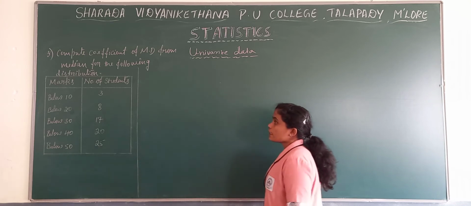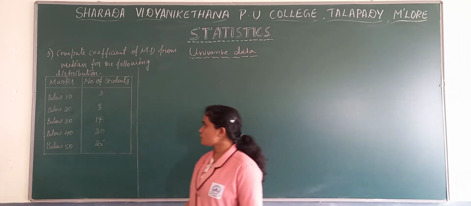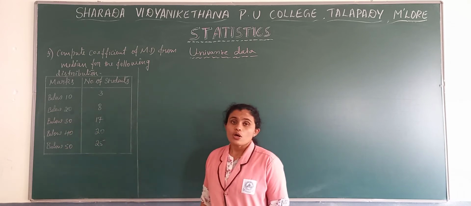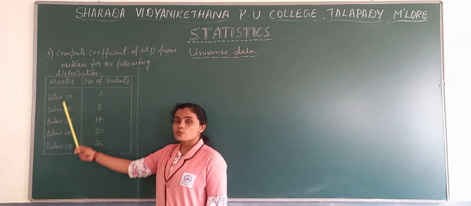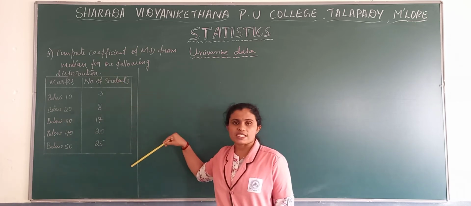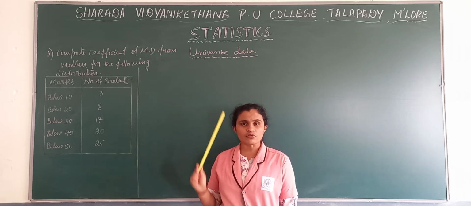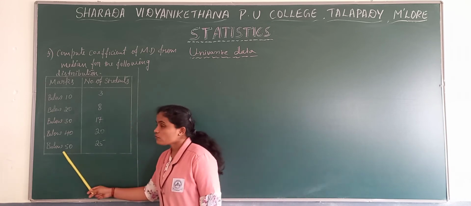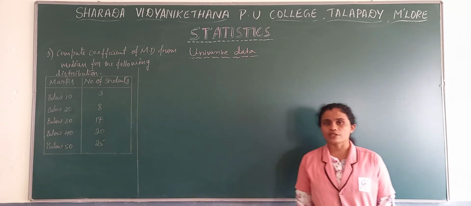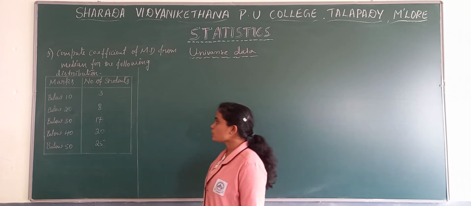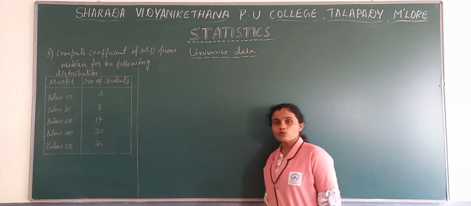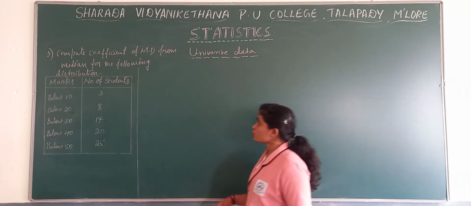Now observe the data here. Your class intervals are like below 10, below 20, 30, 40, 50. When we get class intervals as below or less than, whatever values are given in the place of frequencies are LCF, less than cumulative frequencies. If we get more than and above, these values we consider as MCF, more than cumulative frequency. And if we get below or less than, these values we consider as less than cumulative frequency. Now we'll move to the solution.